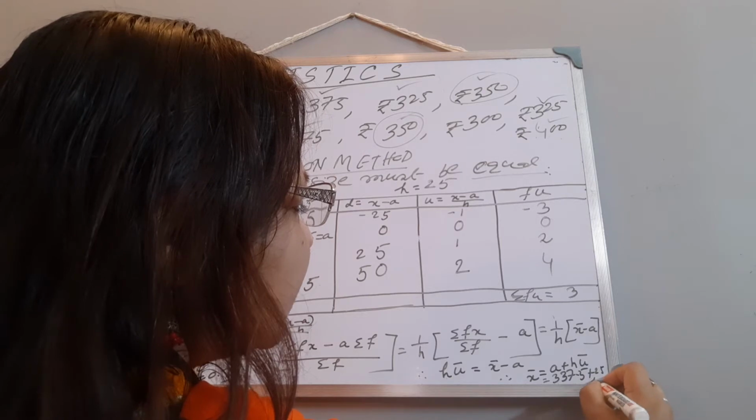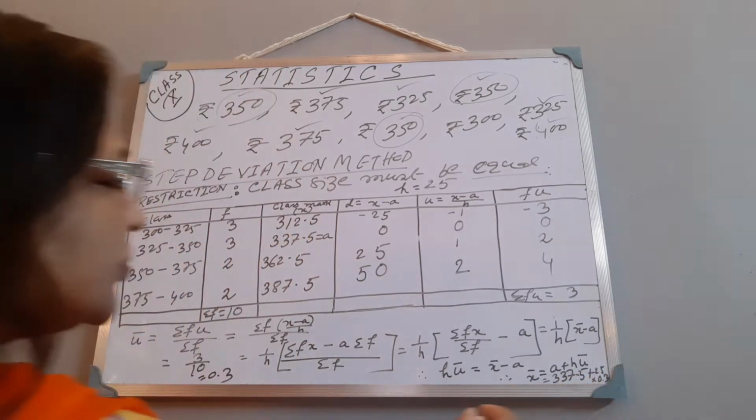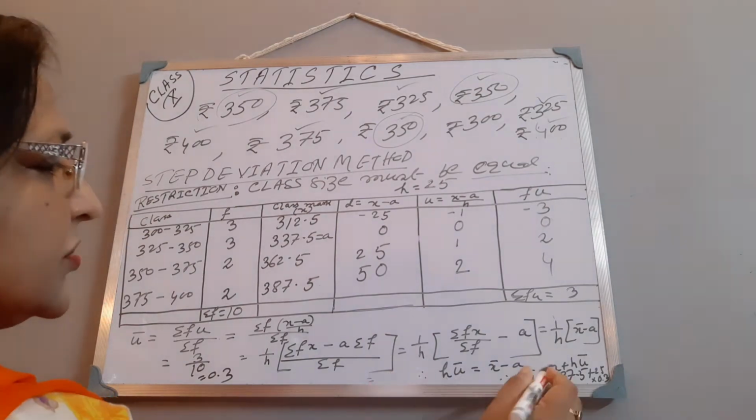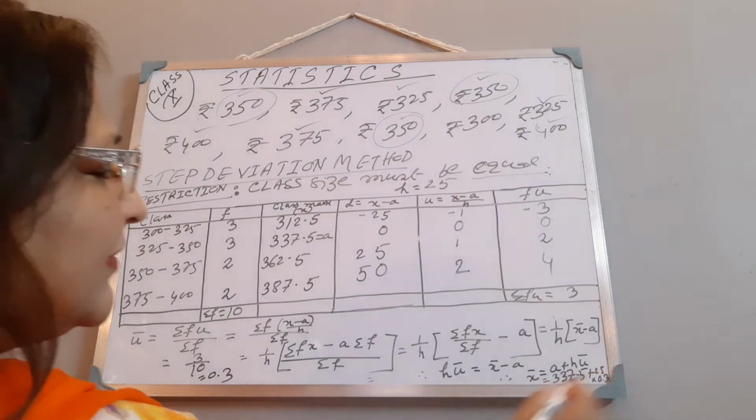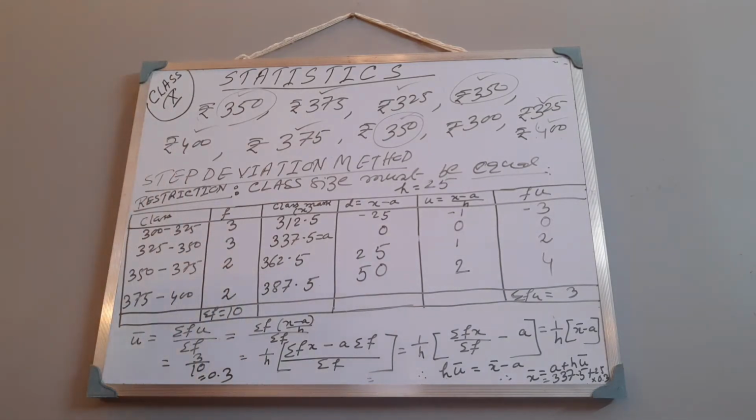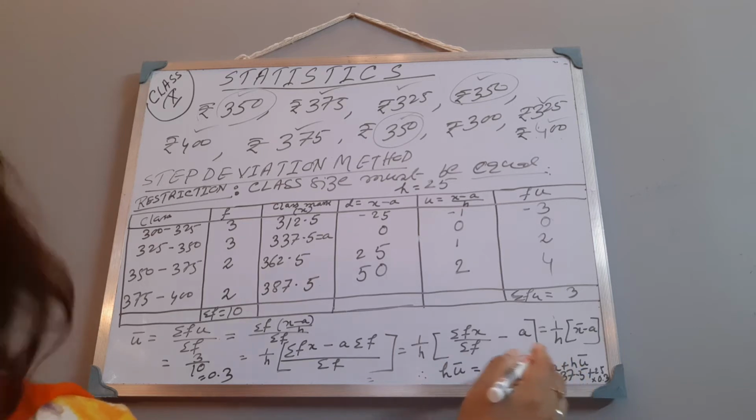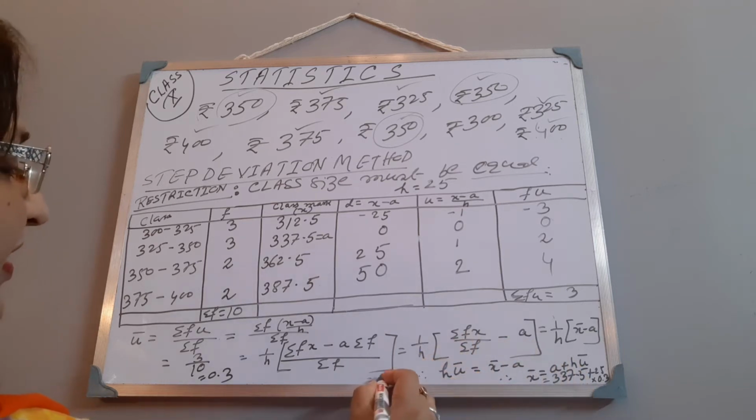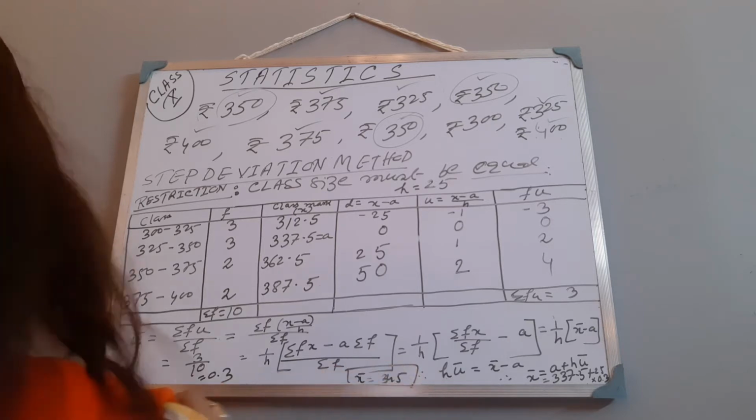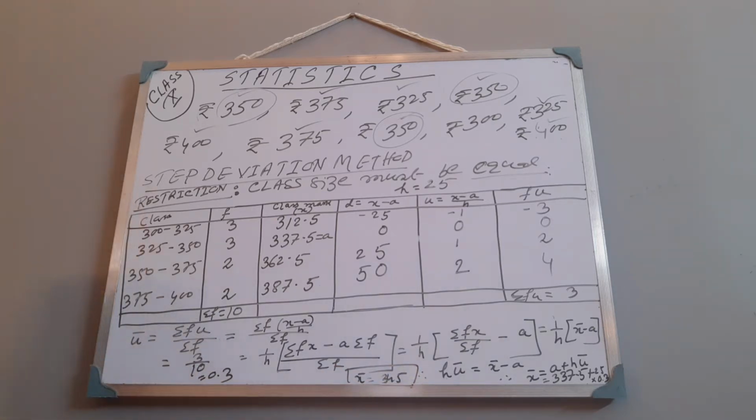The place is not sufficient, so you can do the calculation on your own, or I can write it here. So 337.5 and 25 into 0.3, it's coming 7.5. So it's coming 337.5 plus 7.5, it gives us 345 only. This is again the value of mean by the step deviation method.